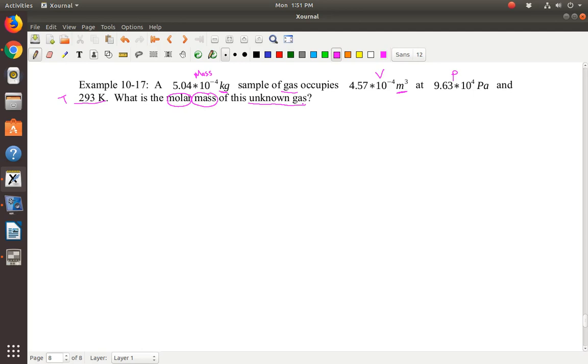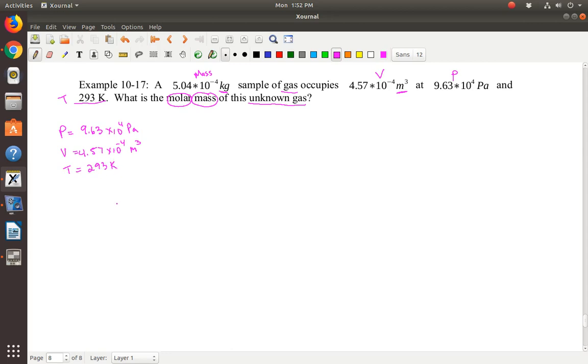Okay, so this one seems a little bit difficult. What you need to do is always put down what you have and try to figure out what you can use. So I have a pressure, and our pressure is 9.63 times 10 to the 4th pascals. I have a volume, 4.57 times 10 to the minus 4 meters cubed. I have a temperature of 293 kelvins.